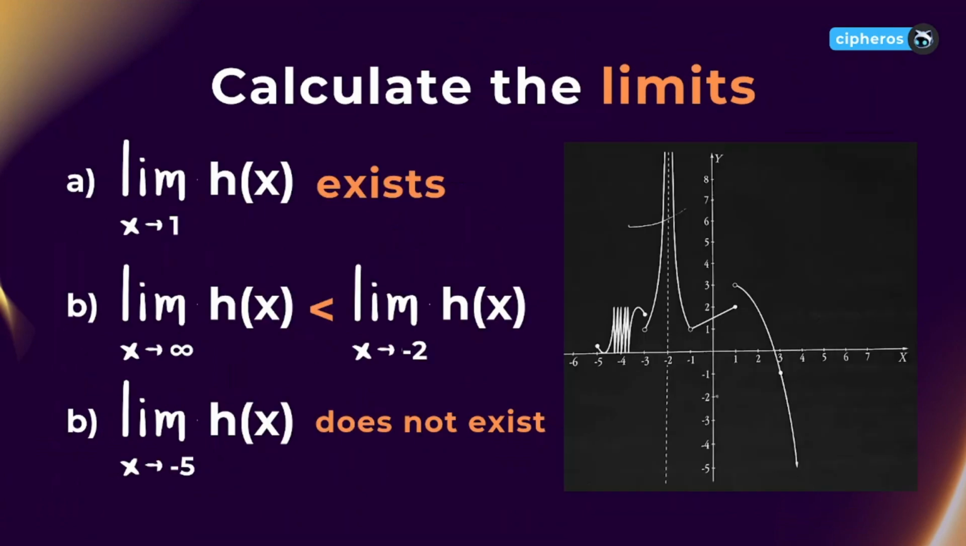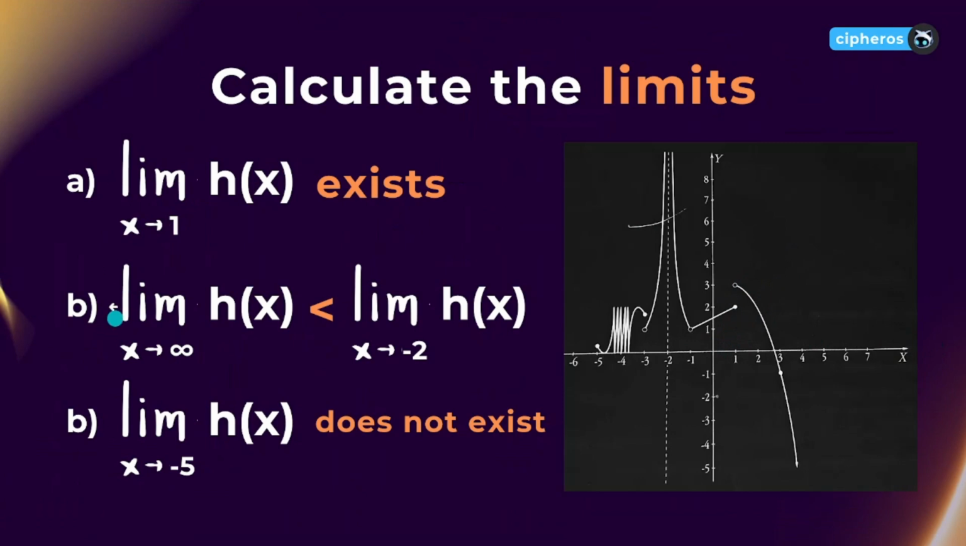Finally, observe this graph and calculate the limits, or also check the veracity of these statements. The letter A says that the limit of h of x as x approaches 1 exists. Well, time to see the graph, and as we can understand, okay, from the left side we approach 2, but from the right side we approach 3. It doesn't matter if this point is defined or not. Okay, we are not approaching the same value, therefore it's false.